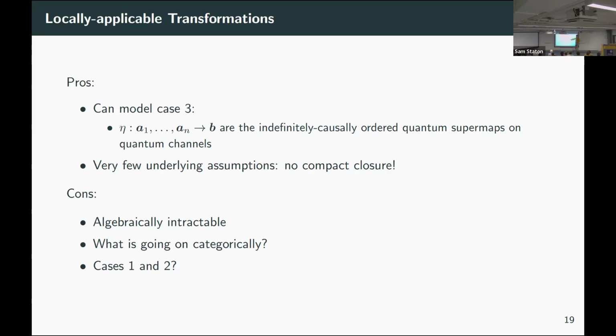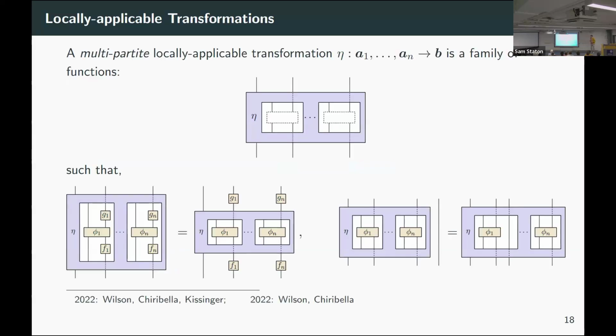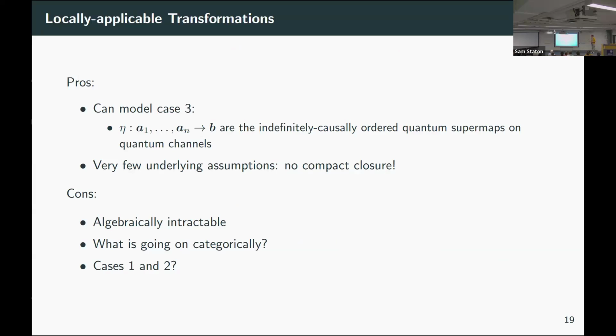There's no compact closure, none of this in here. But what is this definition really? It's a bit hand-wavy. What are we really talking about here? What's the real category theory going on behind this? It's algebraically rather intractable. Also, what's happened to cases 1 and 2? Can we deal with the supermaps that are ordered in time and those that decompose as combs?